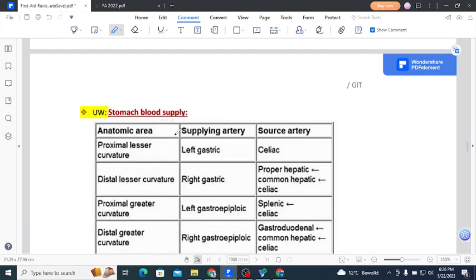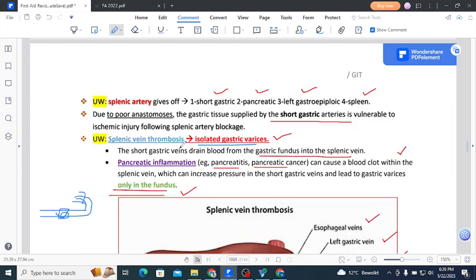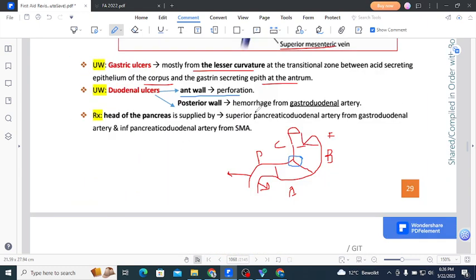So if a duodenal ulcer is located in the posterior wall, there is hemorrhage of the gastroduodenal artery, and that may result in frank hemorrhage. On the lesser curvature, the hemorrhage is coming from the left gastric artery mostly.